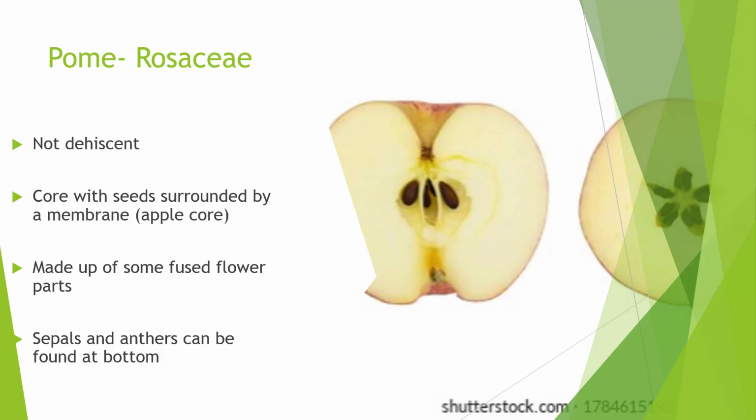A pome, on the other hand, is a very special type of fruit. This is not a dehiscent fruit. It is a core with seeds surrounded by a little membrane. That's what we call the apple core, and around that is a fleshy portion of the receptacle. This is some of the parts of a flower that have been fused together. In fact, you can even find the sepals and anthers at the quote-unquote bottom of an apple. This is made of parts of the flower, and you can actually see some when you're eating it. These are the parts we don't eat, though.